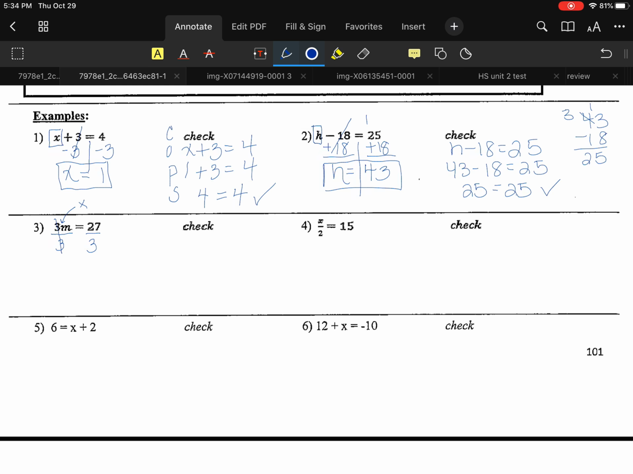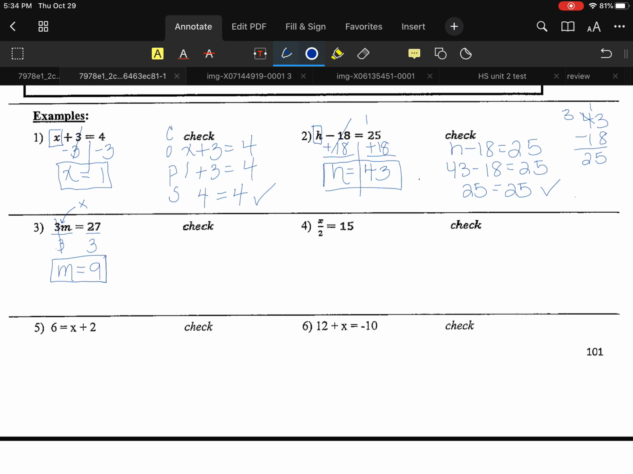3 divided by 3 is 1. Now, we don't have to write 1m. You could, but 1m and m are the same thing. So I'm going to delete and erase that 1. So now I have m is equal to 9.